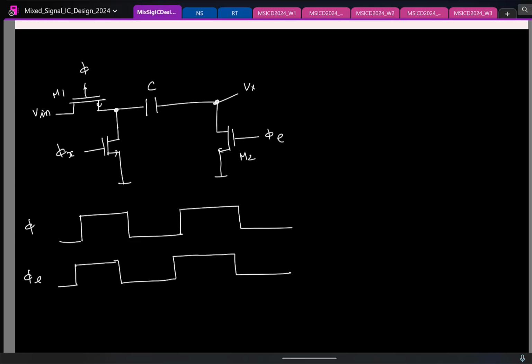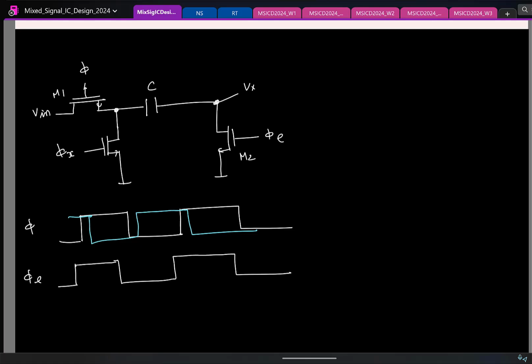Phi bar. Okay, so let's say you do phi bar. How do you get phi from phi bar? Inverter. The inverter will have some delay, which means again you will have a case like this where both phi bar and phi will be on, for a small instant. This node will be pulled both by this switch and this switch. That is something you cannot avoid, because generating a complemented version of the clock will have a small delay.